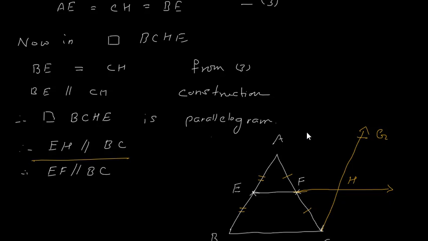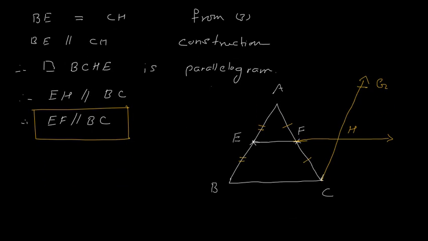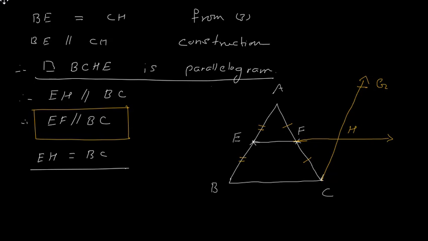EF and BC are parallel. Now EH is equal to BC, because they are opposite sides of a parallelogram. Already we mentioned that this is a parallelogram, therefore this condition will be satisfied. EH will be equal to BC. Let us consider this as equation number 4.